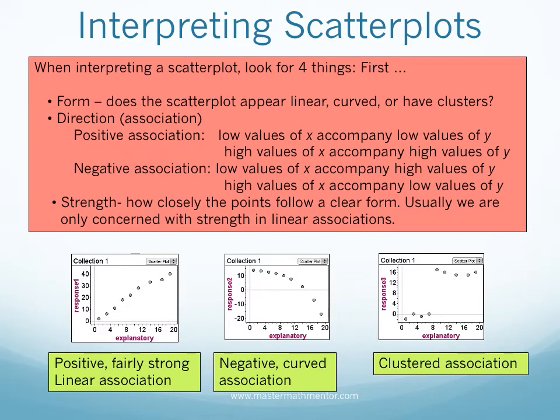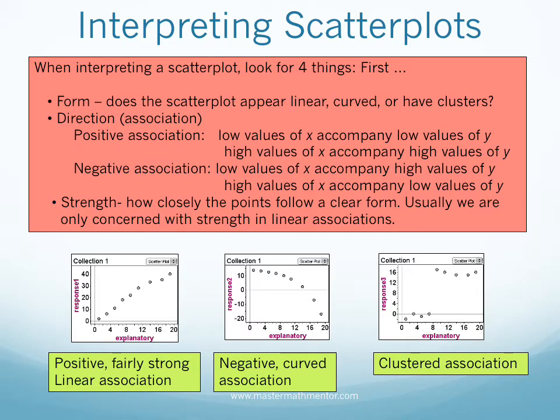When interpreting a scatter plot, you need to be concerned with 4 pieces of information. Form. Your eye will tell you whether the dots appear to be in a line, in a curve, or in clusters. Direction, also called association. Positive associations go up to the right. Low values of the explanatory variable accompany low values of the response variable, and high values of the explanatory variable accompany high values of the response variable.